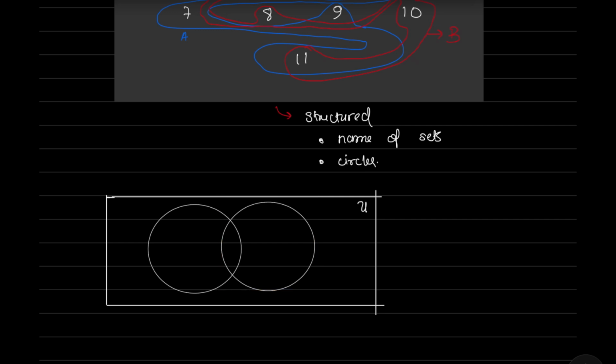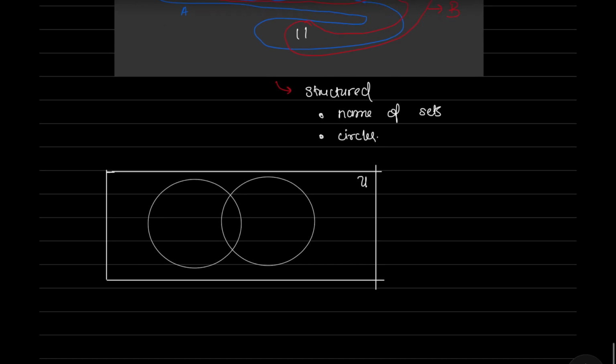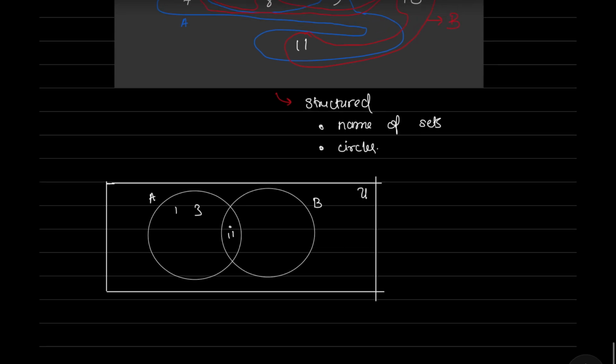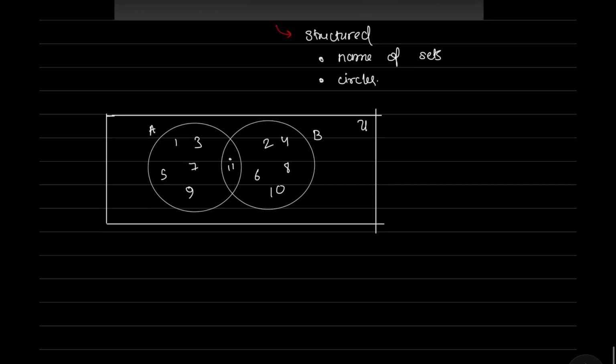Alright. See, now we have two overlapping sets, A and B. And this common element here is basically 11. Here we will have 1, 3, 5, 7, 9. Here we will have 2, 4, 6, 8, 10. So this is a way you can represent two overlapping sets in a Venn diagram.